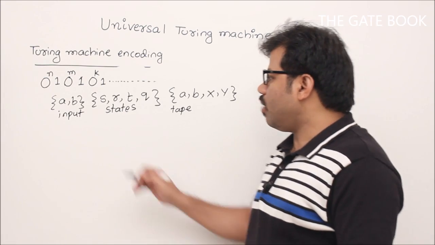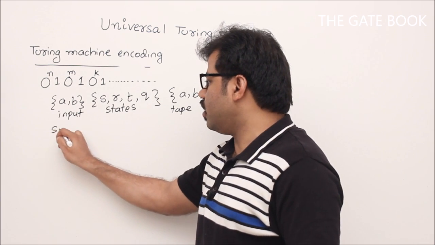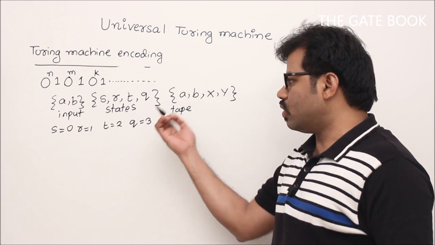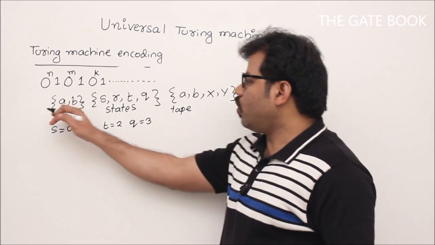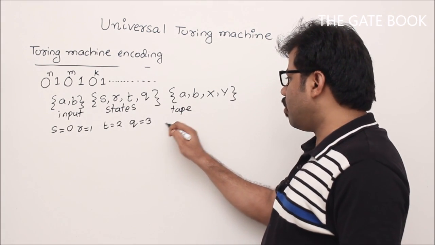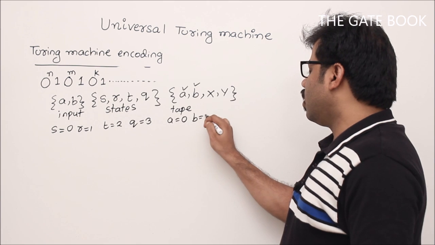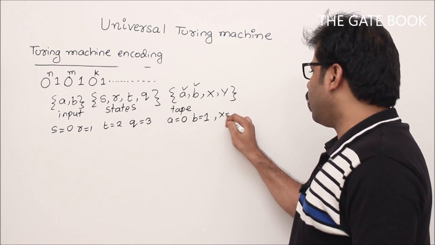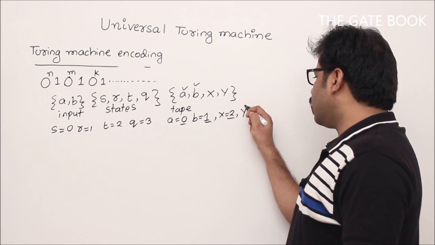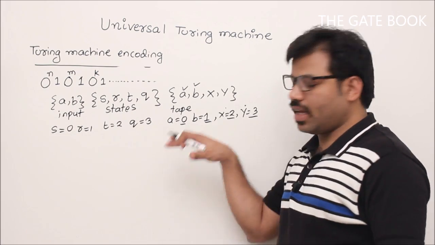I'm going to encode them. For example, let's say your states are S, R, T, Q. Let me number them like this. S means 0, R means 1, T means 2, Q means 3. It is an arbitrary association. You can choose any way. Next, you have tape symbols, right? The tape symbols are A, B, X, Y. The first 2 are, let's say, input symbols, right? For A I give the number 0, for B I give the number 1, for X I give the number 2, Y means 3. By these numbers I can understand that this is one symbol, 3 means one symbol, 2 means one symbol. You will understand slowly. At this moment, let me number like that.